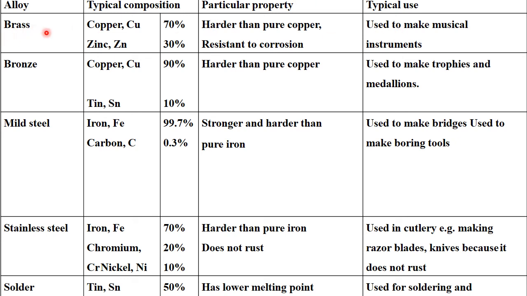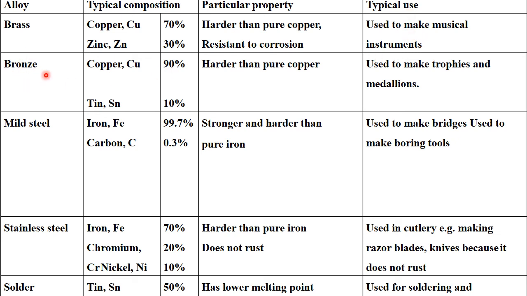So we have brass, which is made of copper and zinc. It has 70% copper and 30% zinc. It is not necessary to master the percentages. Just know that brass is made of copper and zinc. The particular property of this alloy is that it is harder than pure copper, and it also has resistance to corrosion. So zinc, when combined with copper, brings some hardness to copper and also some resistance to corrosion. The typical use of brass is to make musical instruments.